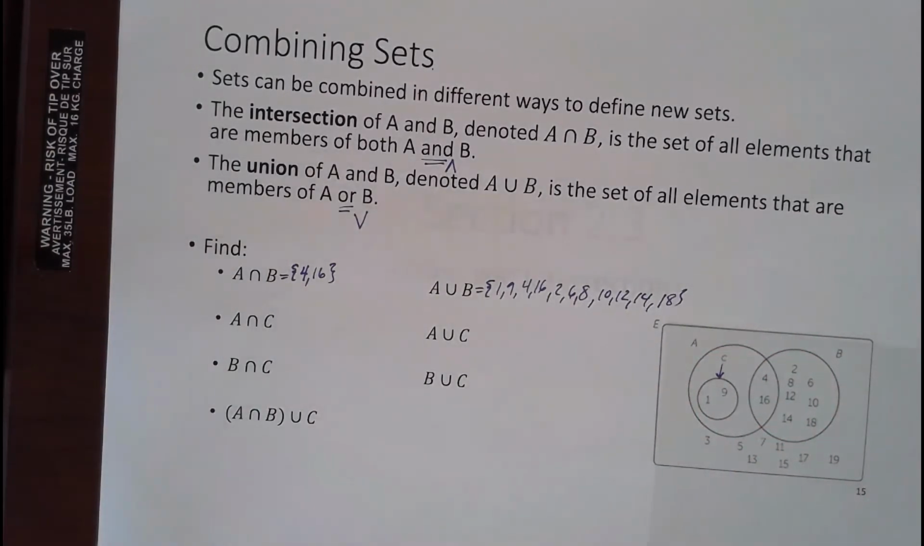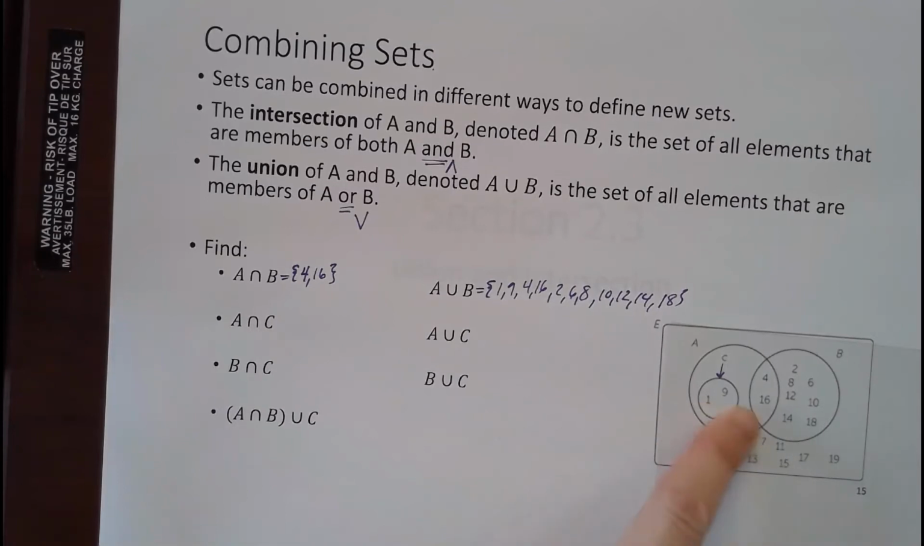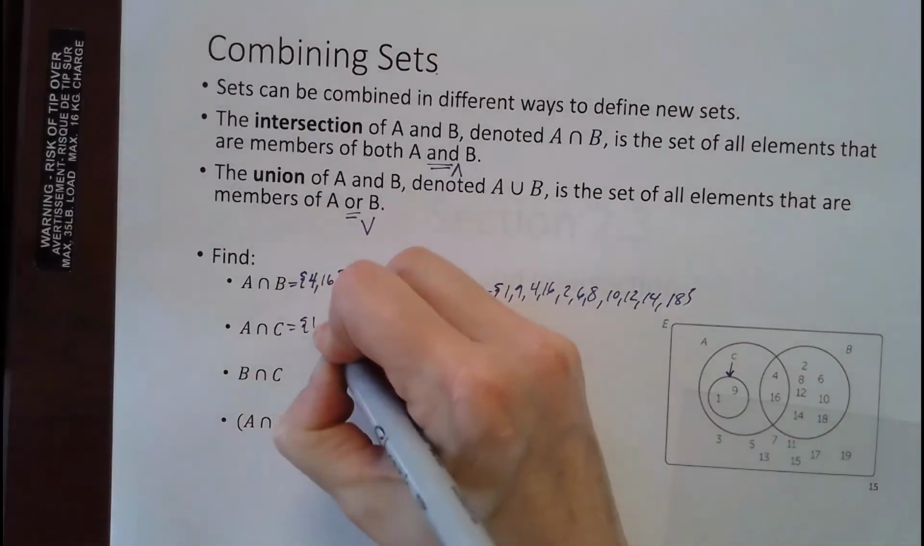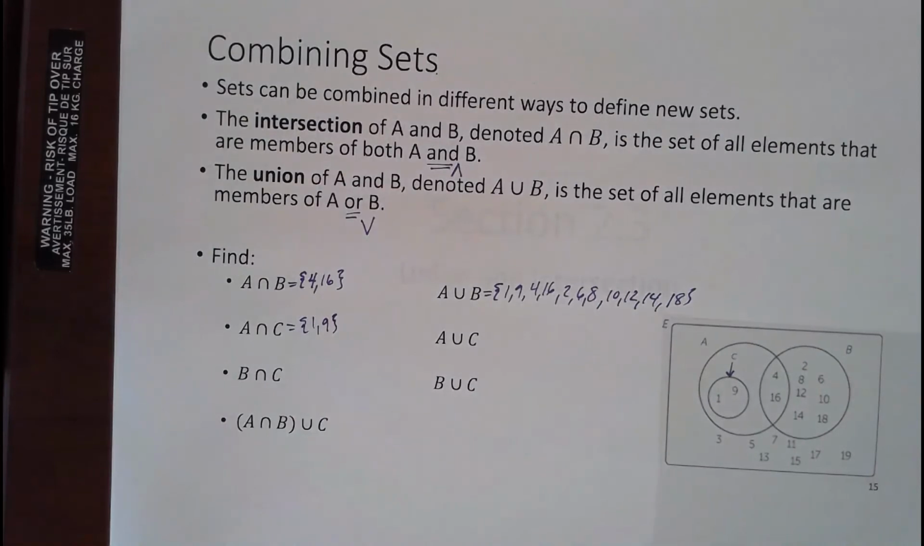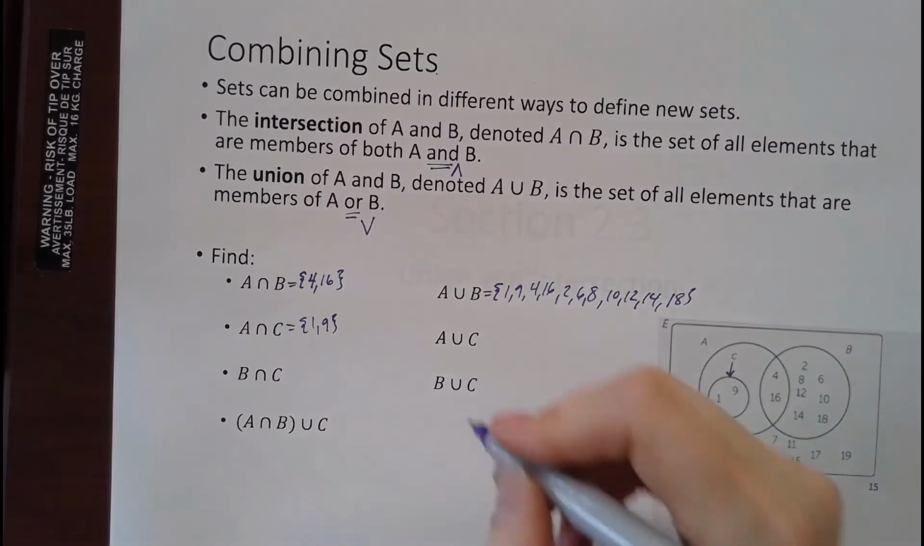What about A intersect C? So things that are both in A and in C. Yeah, 1 and 9. So 1 is in A, it's also in C. 9 is in A, it's also in C. There's nothing else. So just 1 and 9. What about A union C? So anything that's either in A or C, or it could be in both. 1, 9, 4, and 16.